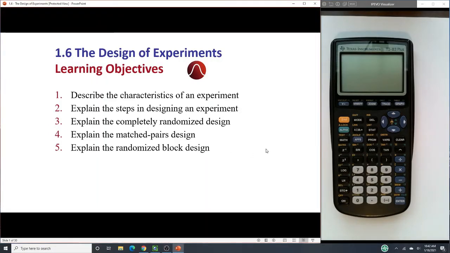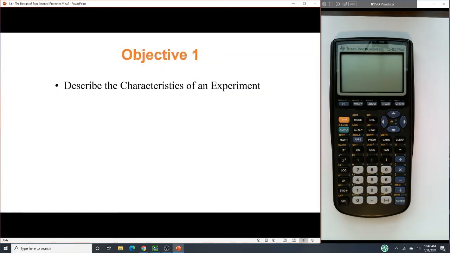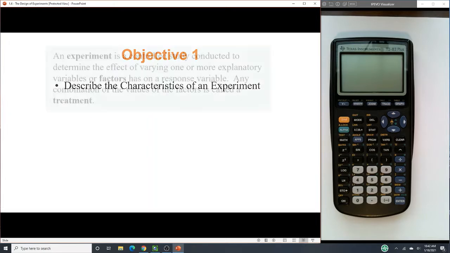All right, 1.6, the design of experiments. So we've got 5 objectives, so let's get started on those. So objective 1, describe the characteristics of an experiment.